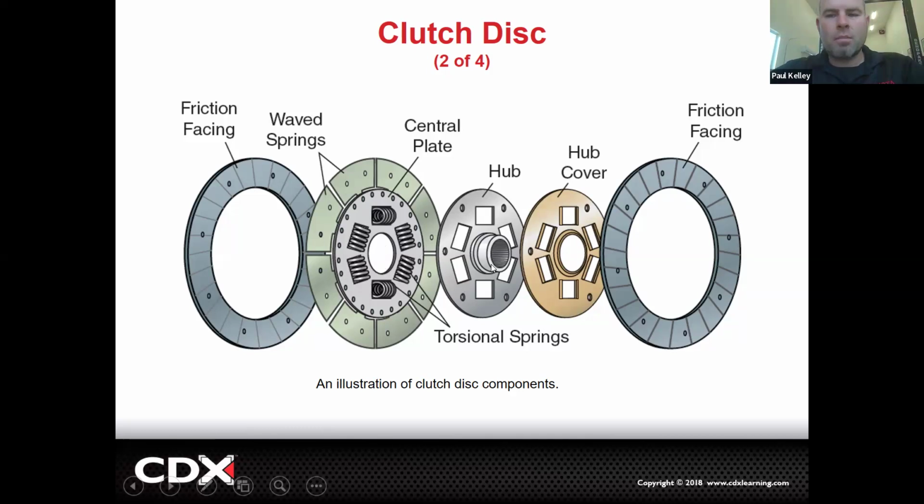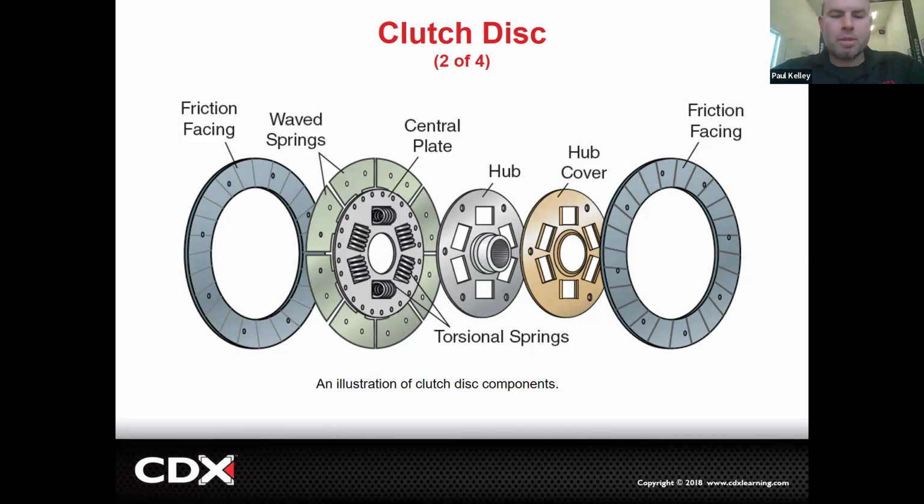Okay. And then, you know, this can vary. If you wanted a race car one, we're just going to attach this central plate right to the hub directly. And we're going to be like, springs, forget it. We don't need you because we're not worried about NVH. We're worried about lightweight and performance.